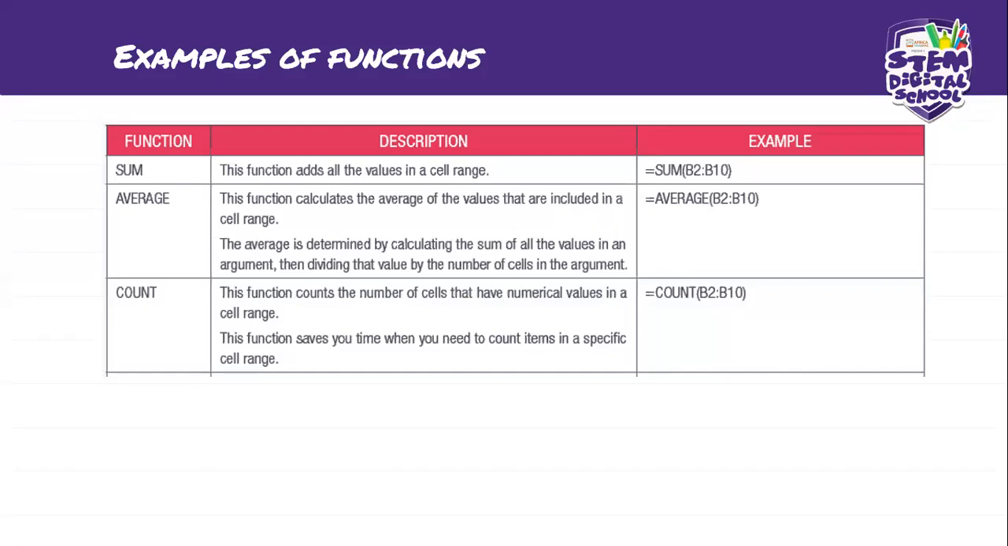For today we are still looking at the most basic ones, which are the sum, the average, and count. Right, so these are the basic functions. We have practiced how to use sum. Now we are on average. We said average adds all the values and then divides the total of all the values by the number of cells in the argument.